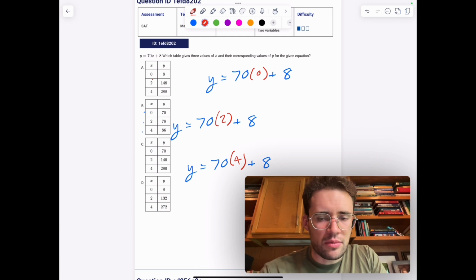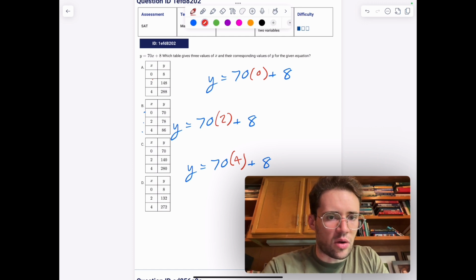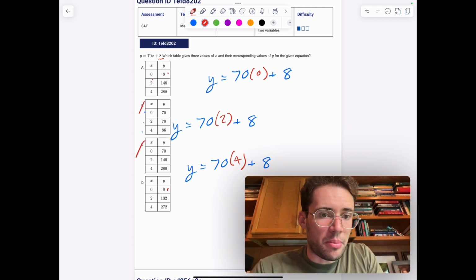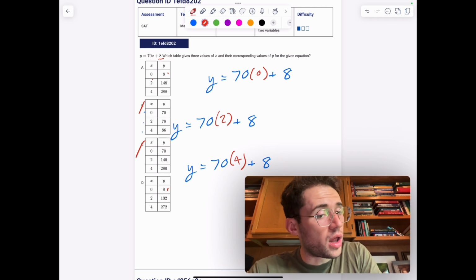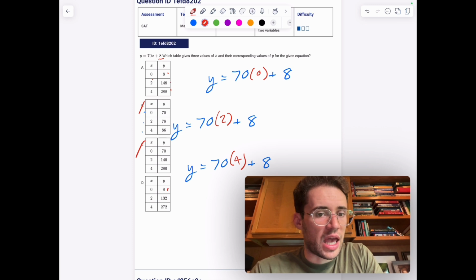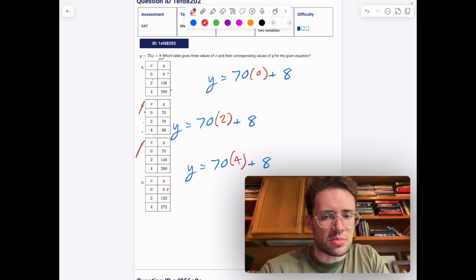What you could do is also look at it and say, okay, your y-intercept is 8, so it should start at 8, which these two start at 8, so that would already eliminate B and C. And then your slope is 70, so it should be going up by 70 every time x goes up by 1. So when x goes up by 2, it should go up by double 70, so it should go up by 140, which it looks like A is doing. But let's just check it to be sure.